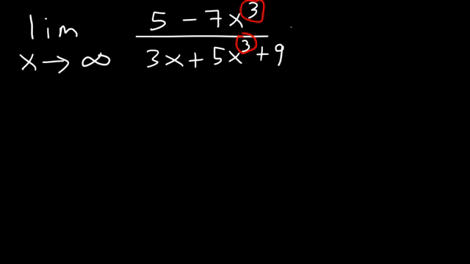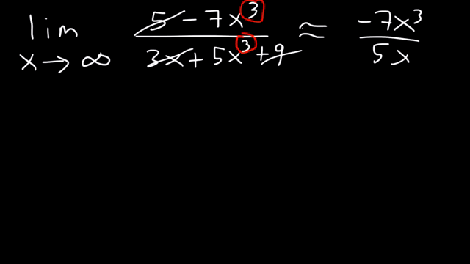So you could say that as x becomes large, 5 is insignificant to 7x cubed. Because if you plug in 1,000 into x, 1,000 to the third is 1 billion times 7, that's 7 billion. 5 is insignificant to that. So 3x and 9 are insignificant to 5x cubed. So this is approximately equal to negative 7x cubed divided by 5x cubed, which the answer turns out to be negative 7 over 5. But let's confirm it.